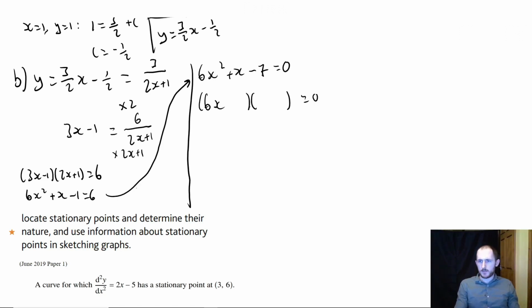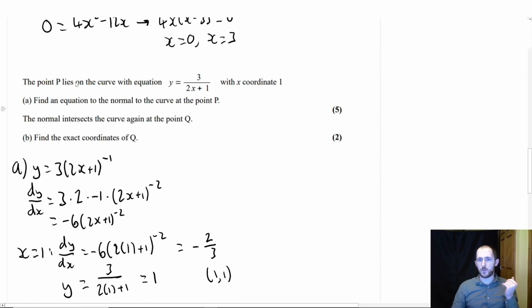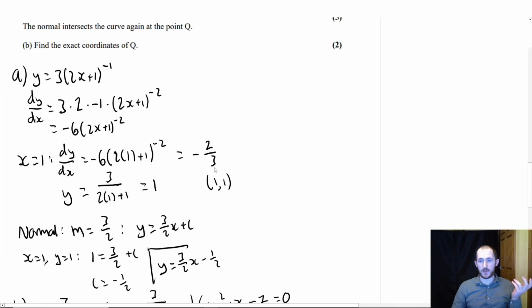right? So this obviously should be x. We're going to have a minus 1 here because it needs to be negative of some kind, which means this has to be a plus 7, which works out perfectly. So we have either x is equal to negative 7 over 6 and x is equal to 1. So we should keep in mind that the x equals 1 is point P, isn't it? Because that was our equation here.